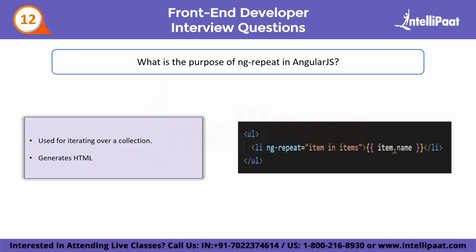ngRepeat allows you to create dynamic templates, enabling you to display data without having to manually create repetitive HTML elements for each item in your collection. If the collection being iterated changes due to user interactions, API calls, or any other reason, the ngRepeat directive automatically updates the view to reflect the changes in the collection.